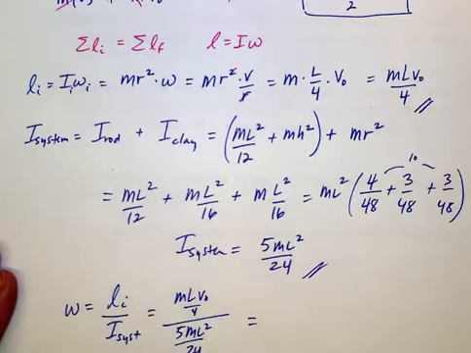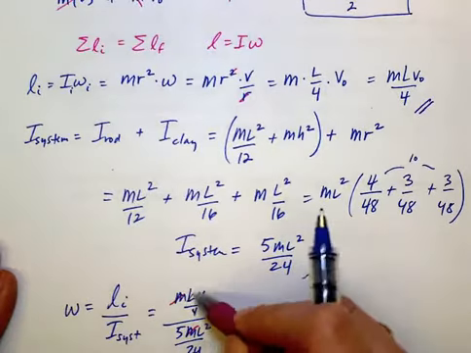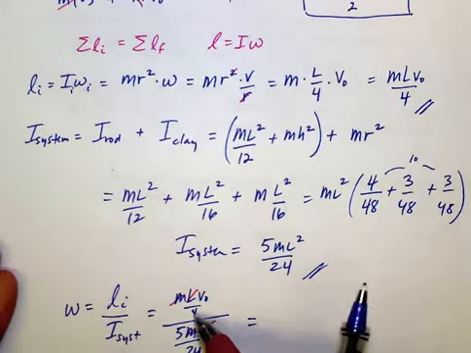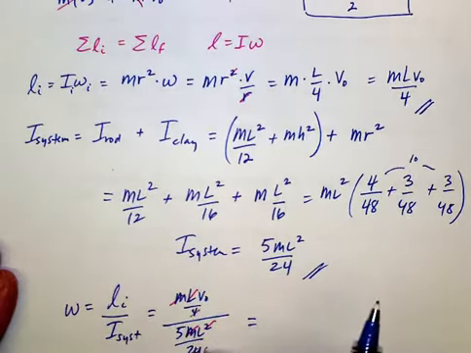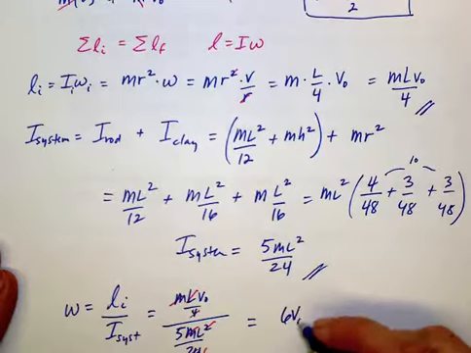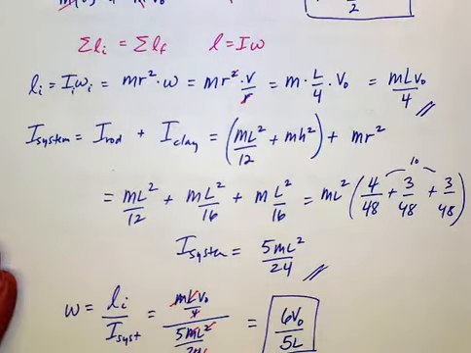Do a little algebra here. Cancel our m's, cancel one of our l's, and notice that we have a 4 and a 24. We can reduce that to a 6. So I'm going to swing the 6 up here and then leave the 5L below. That is our value for omega.